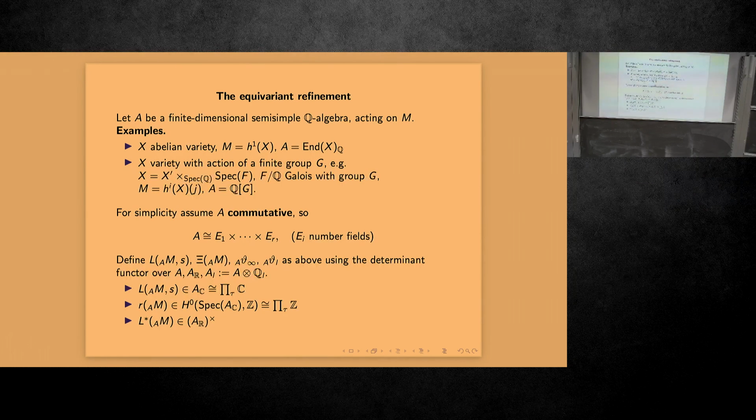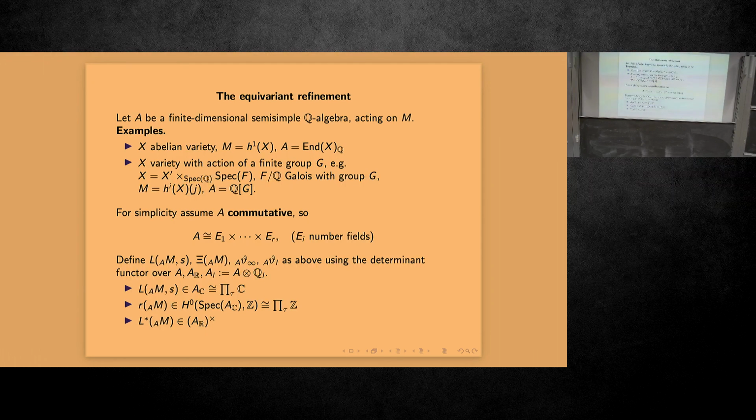Then a semi-simple Q-algebra is just a product of number fields. And all the quantities and isomorphisms I was defining, you just do over A instead of over Q. So the L-function would be A tensor C valued, so it's a tuple of L-functions indexed by the embeddings of A into C. Yeah, so it's a vector of L-functions that you describe by this formalism.